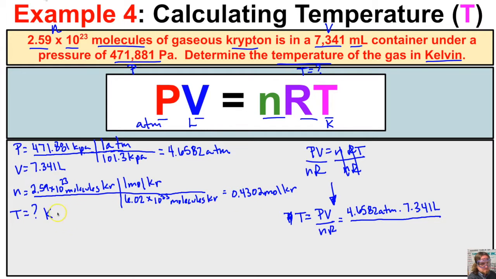What is N in this problem? If we take a look, it's 0.4302 moles. And R, what is R? That's the universal gas law constant, 0.0821 liters times atmospheres over moles times Kelvin. And so when we put this in our calculator, let's take a look.